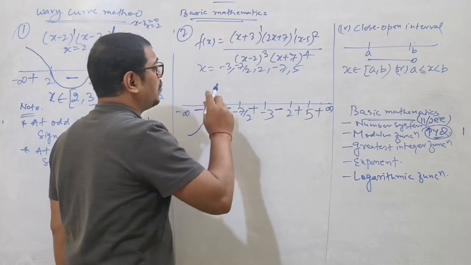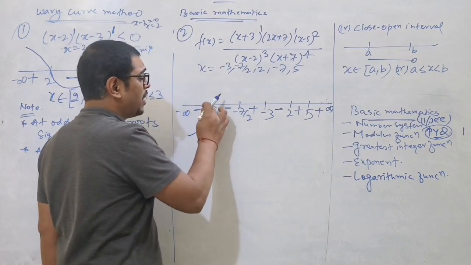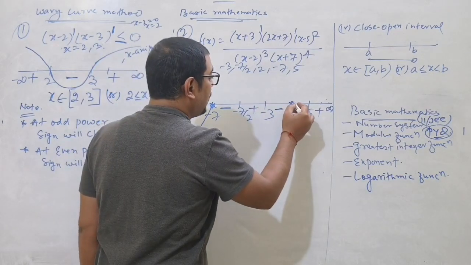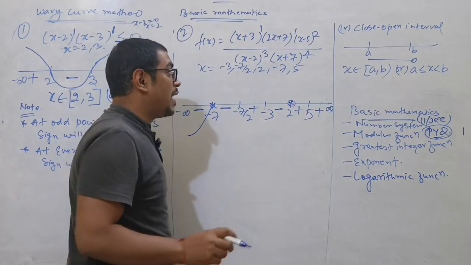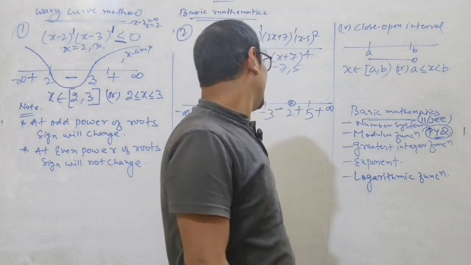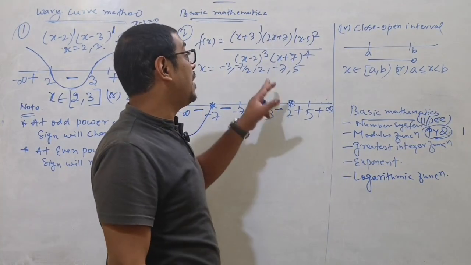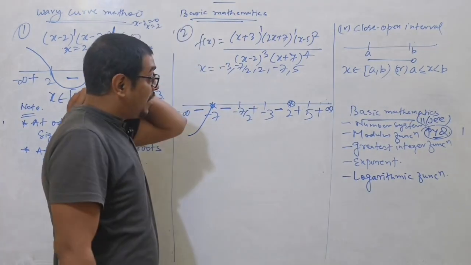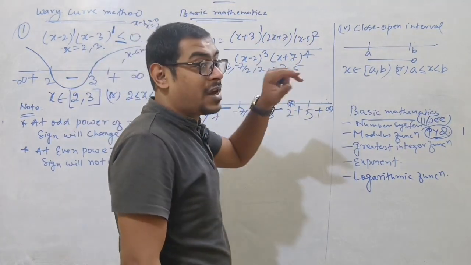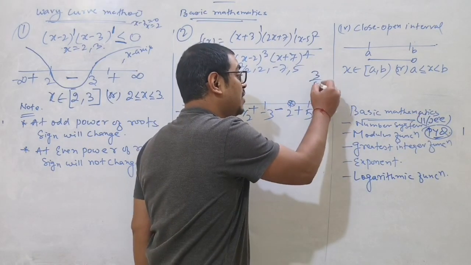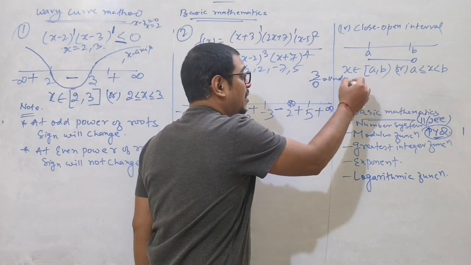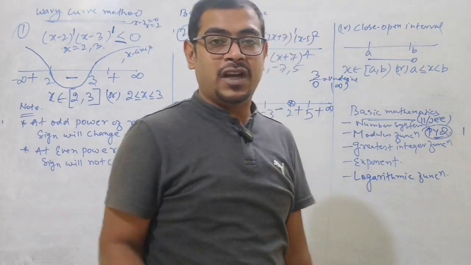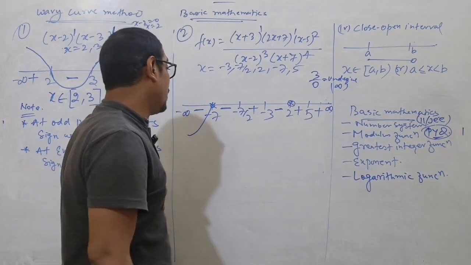You can't take minus 7, and you can't take 2. Can anyone say why we can't take minus 7 and 2? Because if you put this number in, then it becomes 0, and the denominator can never be 0, because 3 by 0 is called undefined. Remember this: the denominator can never be 0. If it is 0, that means undefined.